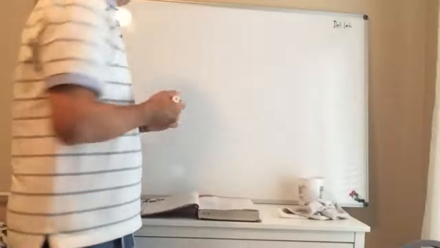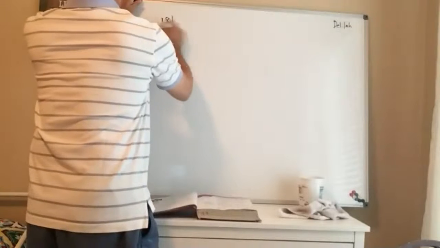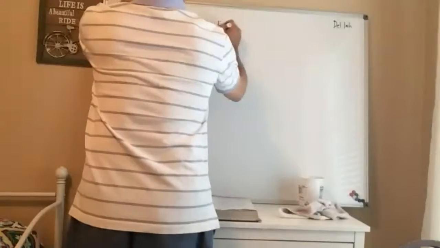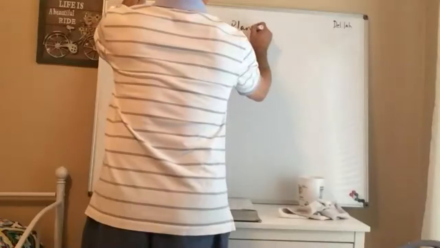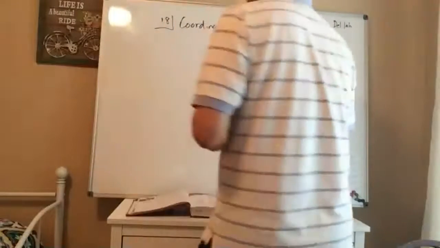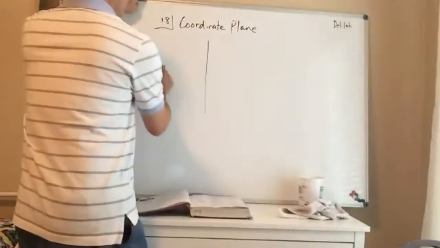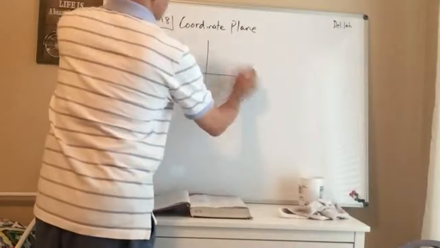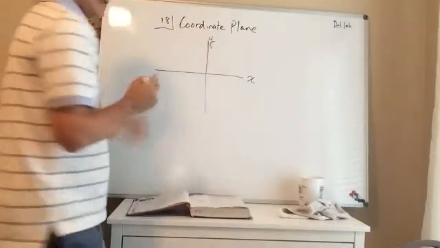Okay, 1.8. Coordinate plane. So the coordinate plane, you guys have learned this before. We're going to talk about the coordinate plane. We have the two axes. We have the x-axis. We have the y-axis, correct?